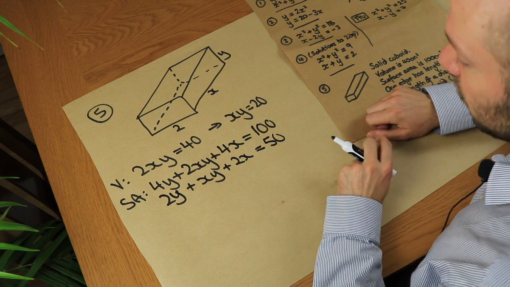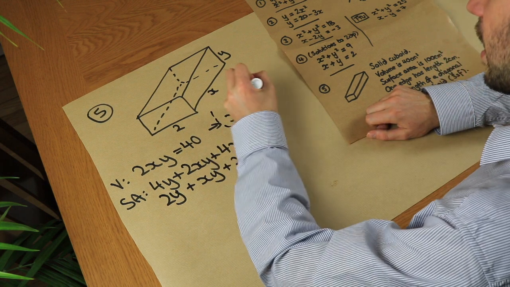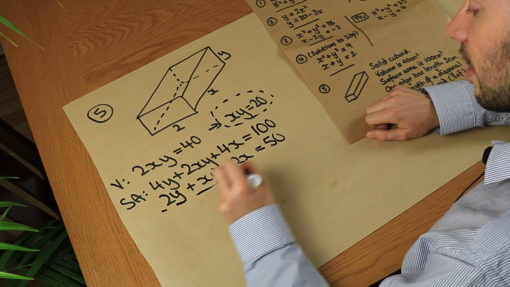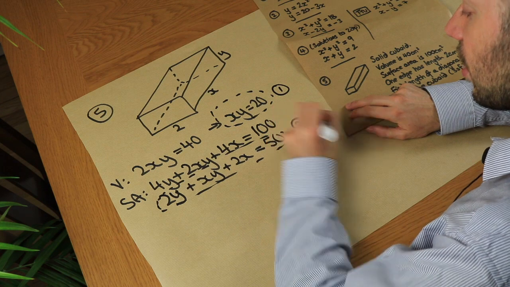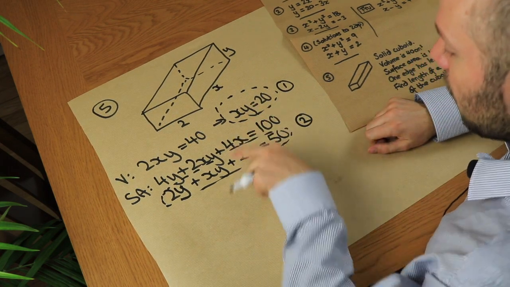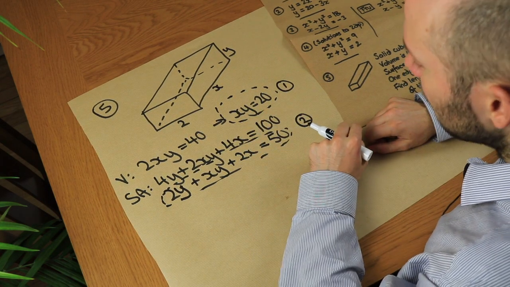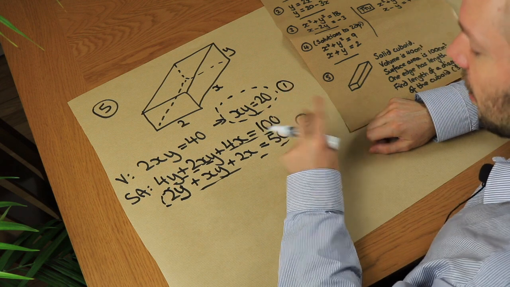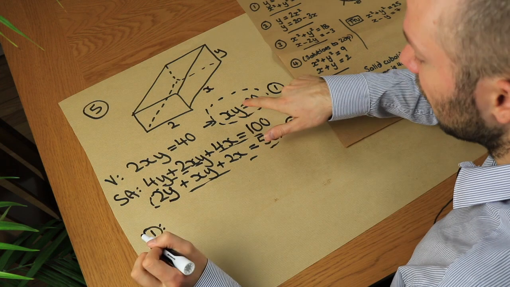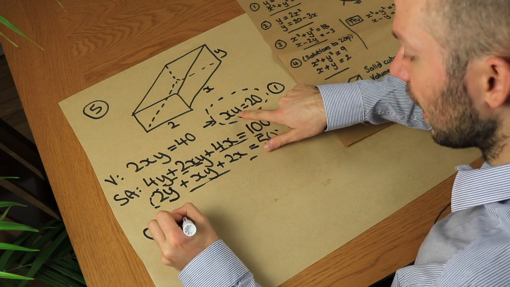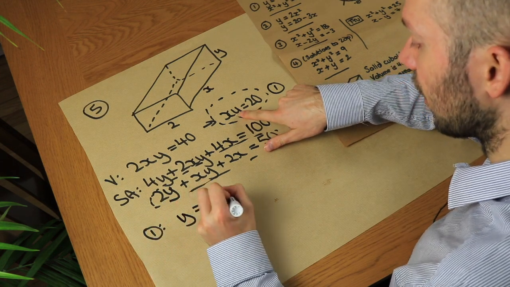Now, we've got simultaneous equations here. We've got this equation here, and we've got this equation here. So if I label this 1 and I label this 2, it's not the case that either of them are linear, but we can still just rearrange one to make x or y the subject and substitute it into the other. So if we use 1, we can make y the subject here by dividing both sides by x. So we have y is equal to 20 over x.